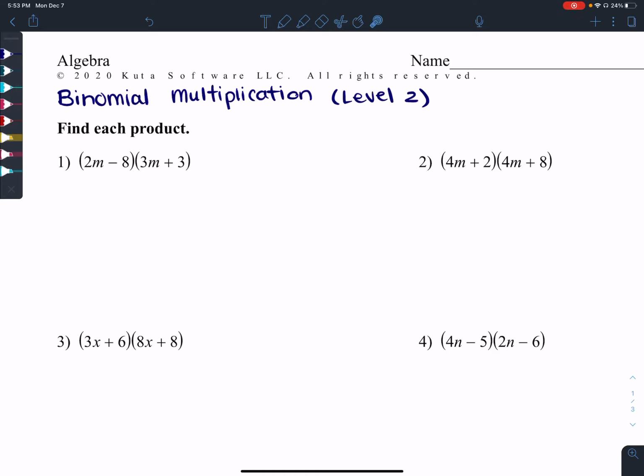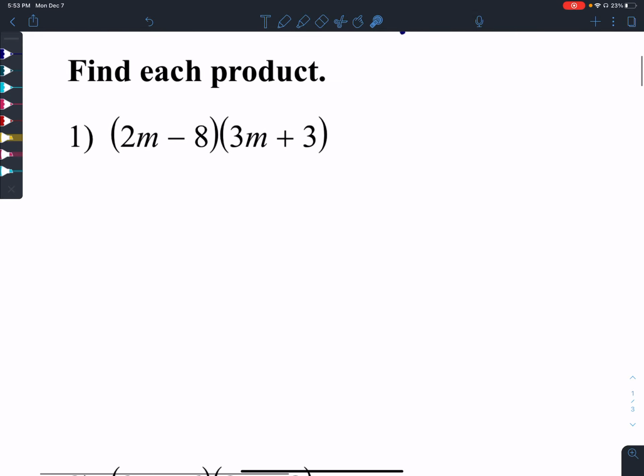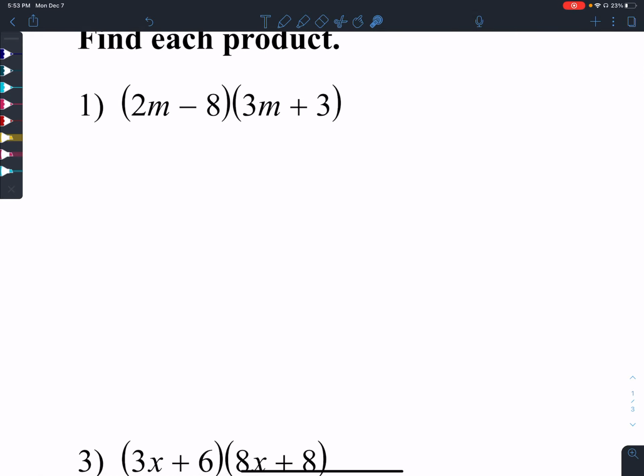Today we're going to go over binomial multiplication, otherwise known as level 2 multiplication. This is when you have a binomial being multiplied by another binomial. I'm going to zoom in here. We're going to take a look at this first example. So this is 2m minus 8 times 3m plus 3.